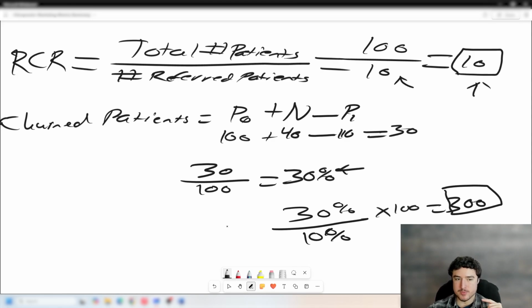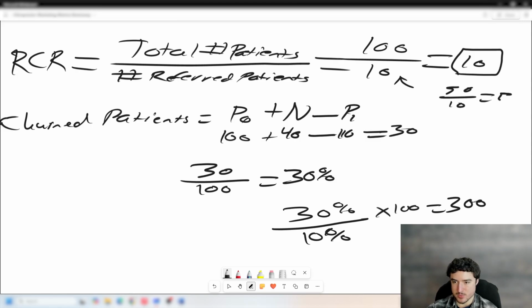Now, just as a note, if we improve the referred customer ratio right here, and we decrease this number, that would mean that this number would actually go up. So for example, let's say that this number right here becomes 50. So it's 50 over 10. That means that we see one new referred patient for every 5 patients we have, which means that we would actually have 20%, right? And so in that case, if this 10% then became 0.2, then this would actually get cut in half to 150. And so again, that's just kind of a note as to how the math would work out here.